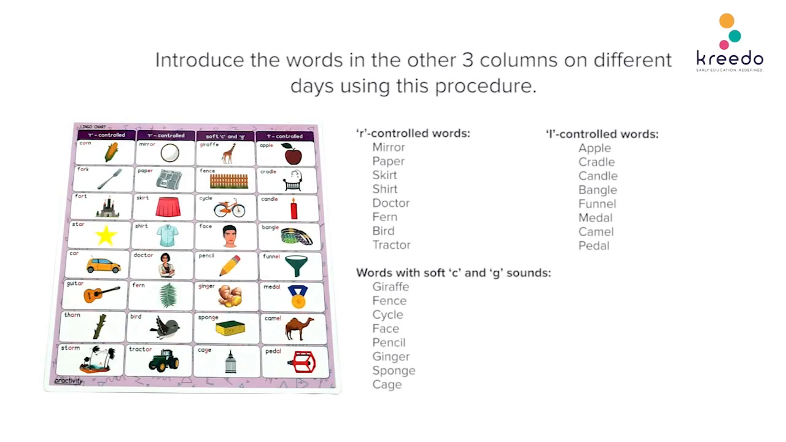Introduce the words in the other three columns on different days using this procedure. Provide at least a day's gap between the name lessons.